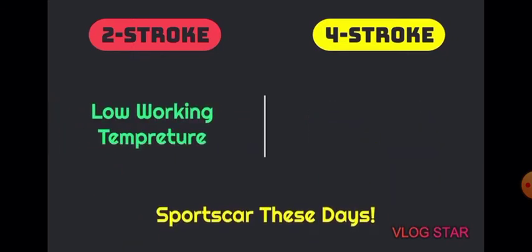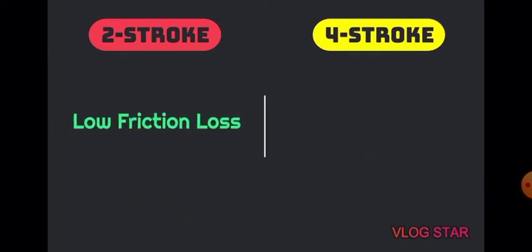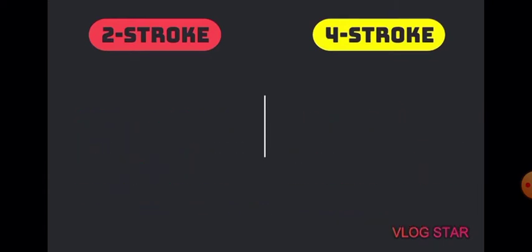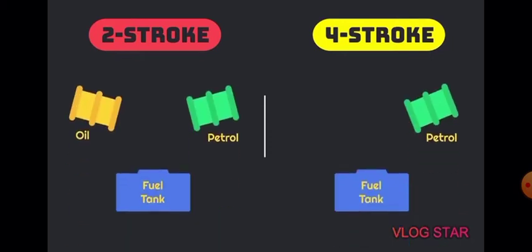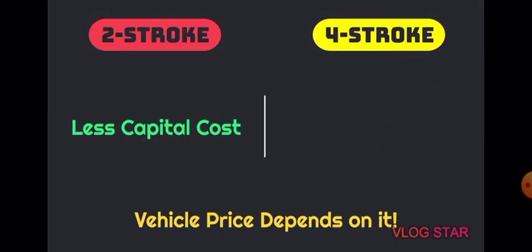The low working temperature is present in the two-stroke engine, whereas high working temperature is present in the four-stroke system. There are low frictional losses due to a less complicated system in the two-stroke engine, whereas there are much more frictional losses in four-stroke engines. The fuel tank has oil, termed mobile oil, and petrol in the case of two-stroke, whereas four-stroke only requires the fuel. The capital cost is very less in the two-stroke engine, whereas in the four-stroke engine the capital cost is much more.